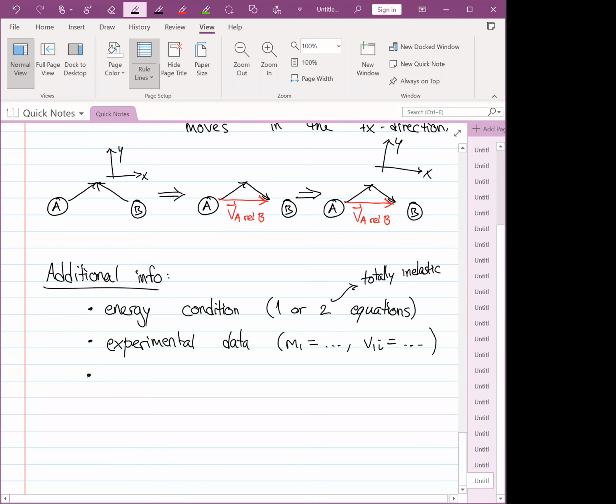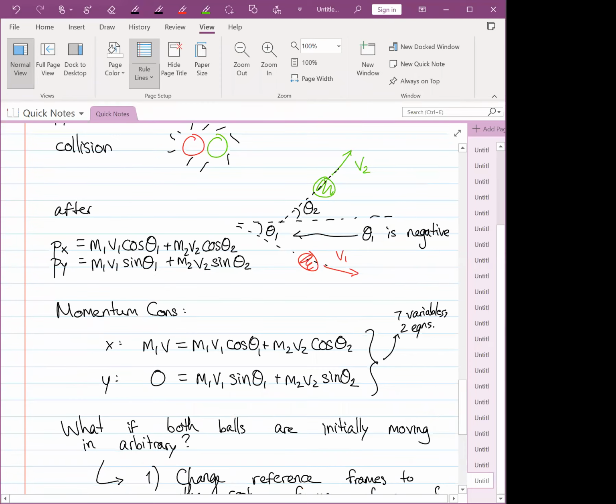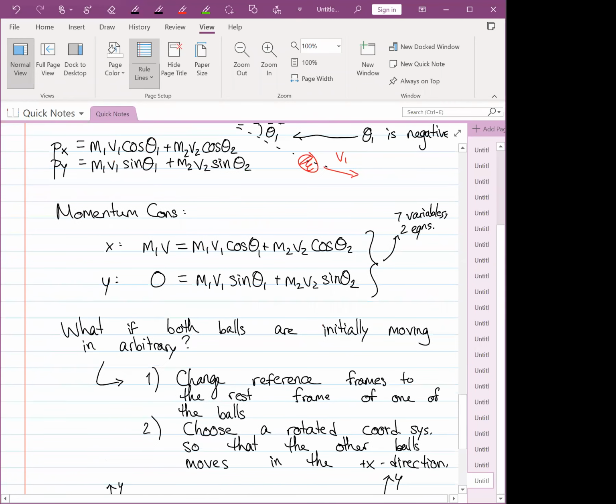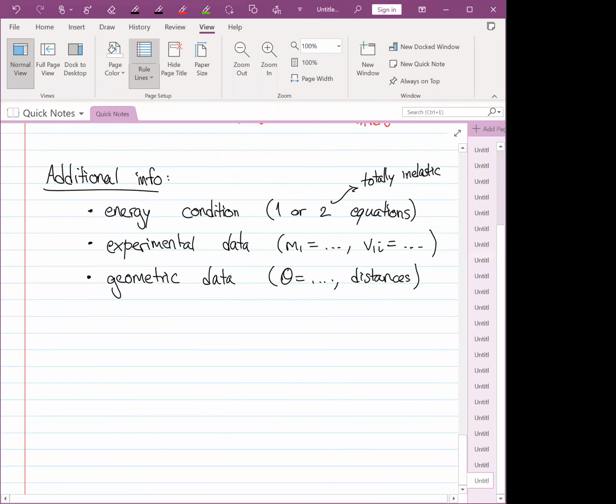And then the third might be geometric data. These are things like, oh, they ricochet off each other at a 90-degree angle or something like that. Theta equals, distances and so on. This is just any data that's not a direct measurement, but more in the sense of, given a diagram, you could learn data about the problem from looking at that diagram. So that's the third type of way that you'll be provided information.